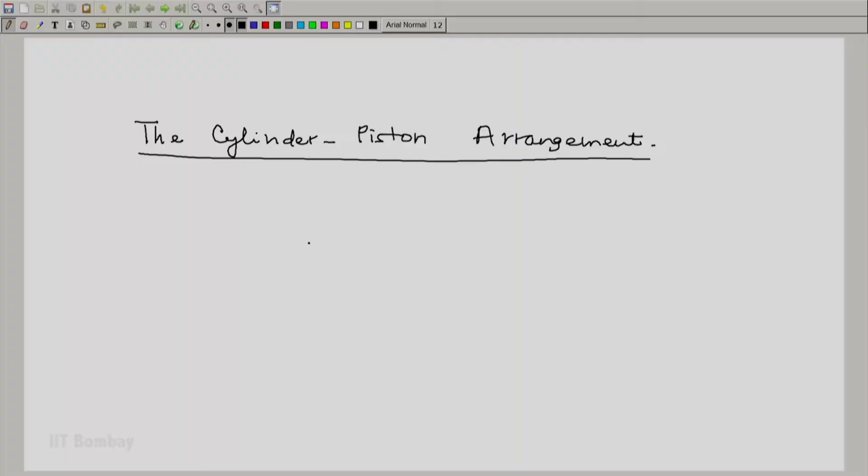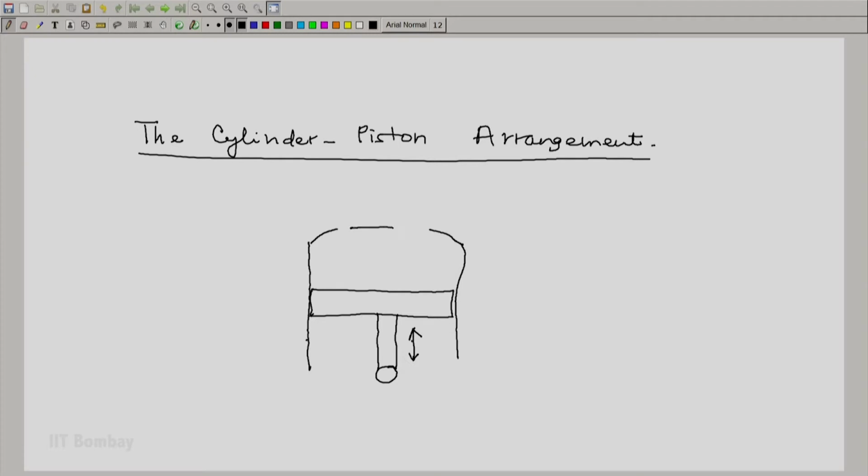So if you see this arrangement, you will find the cylinder. Inside the cylinder there will be a piston and there will be a mechanism, a piston rod or a connecting rod, which will move the piston up and down. The cylinder will have a cover known as the cylinder head, and typically let us assume that the cover will have two valves and two ports in which the valves are located. So let us say this is the inlet port and this is the exhaust port. This will be a typical cylinder piston arrangement.